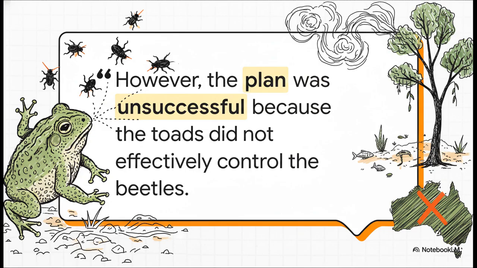The plan was unsuccessful. Unsuccessful? This was an ecological catastrophe that Australia is still dealing with almost a century later. It's a perfect, tragic example of the law of unintended consequences.